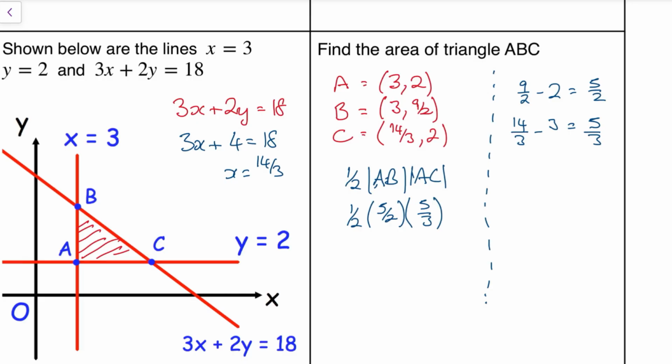Now, let's do all this together. So numerators, 5 times 5 is 25. Denominators, 2 times 2 is 4 times 3 is 12. So my final answer is going to be 25 over 12.